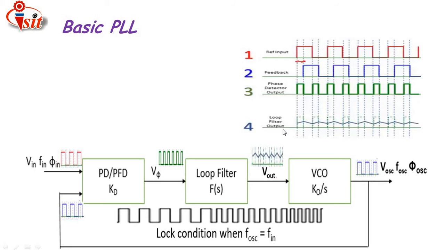Then the fourth is the loop filter output. The loop filter output we are getting over here is connected back towards the input, and that output is the voltage controlled oscillator output, which is again connected back towards the phase detector circuit. And this is the basic structure of the PLL.